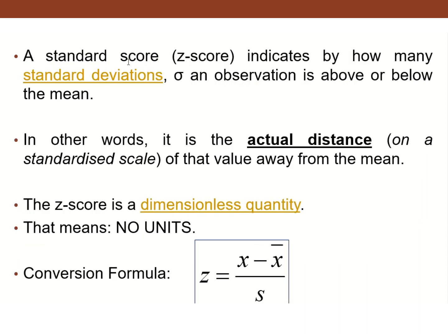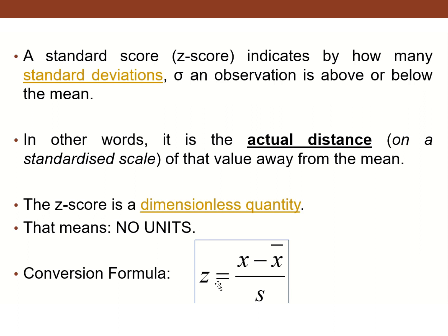So what is Z-score? It is a standard score. It indicates how many standard deviations above or below the mean. If it's above the mean, it's positive. If it's below the mean, it's negative. In other words, it is the actual distance on a standardized scale of how far that value is from the mean. It's a dimensionless quantity, therefore there will be no units for Z-score.